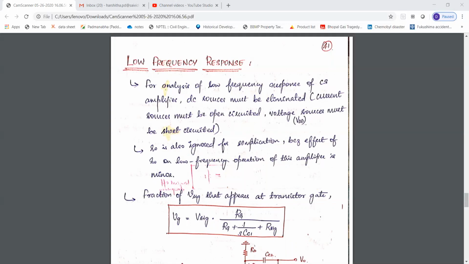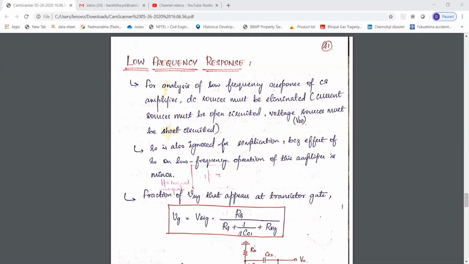And next, if there are any DC sources, they must be eliminated. There are no DC sources in this configuration, so let's not worry about it. And next, the supply voltages, that is VDD and VSS, must be short circuited.